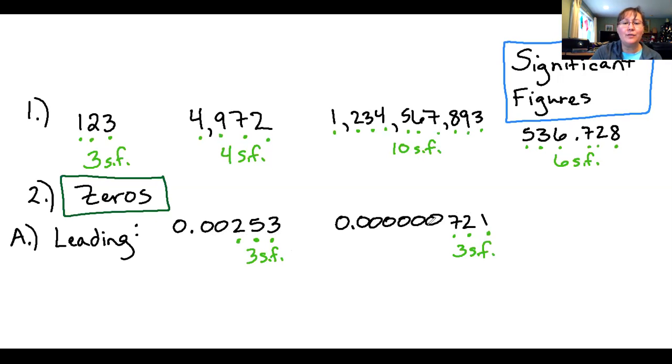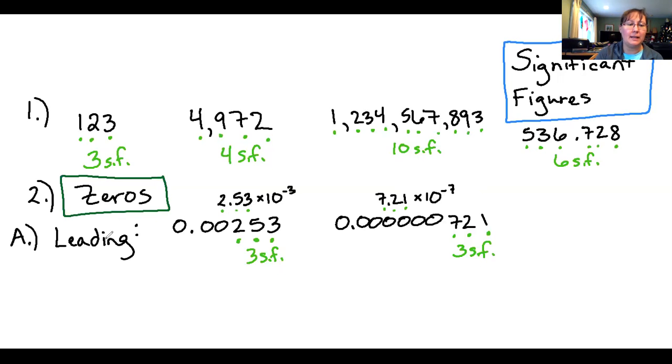And part of the reason for that is because we can put these into scientific notation. This becomes 2.53 times 10 to the negative third. And this becomes 7.21 times 10 to the negative 7th. In each of these cases, we still have 3 significant figures. And that's one of the reasons that our leading zeros never count.